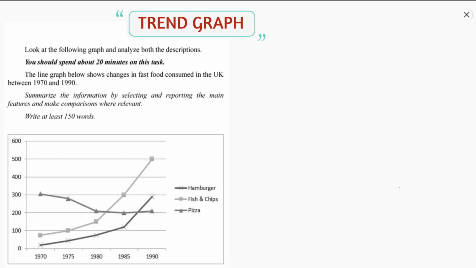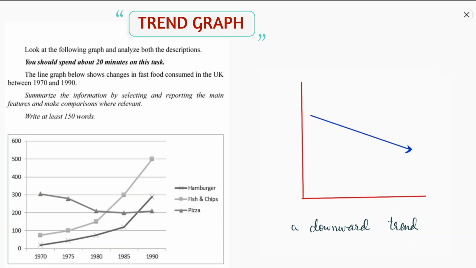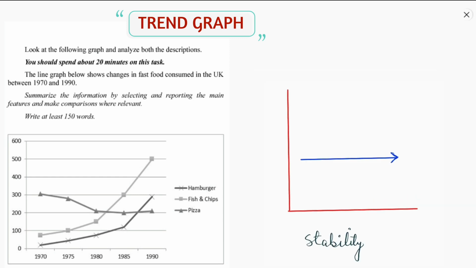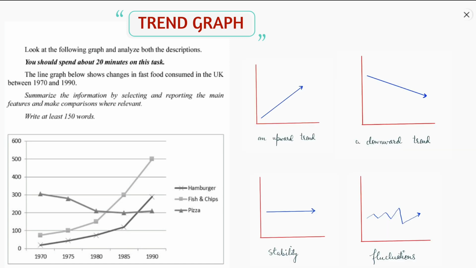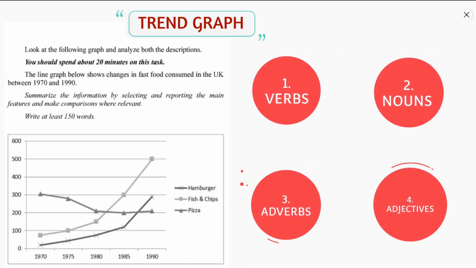Now, here is a trend graph. If you have a close look at it, you'll find four types of trends: an upward trend, a downward trend, a period of stability, and a fluctuation. So to define these trends, you need to have four things: verbs, nouns, adverbs, and adjectives, right?